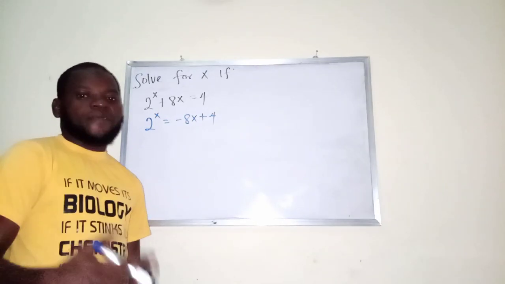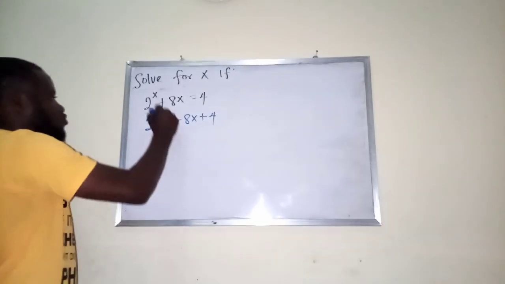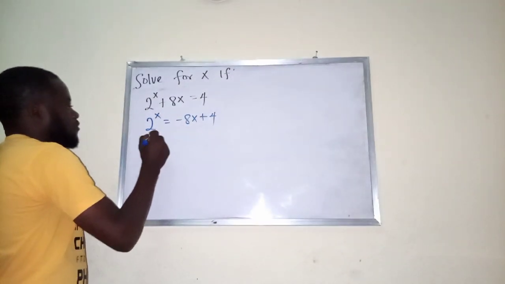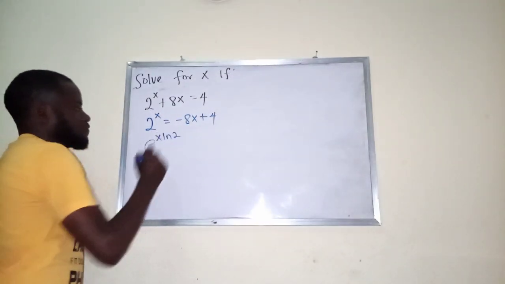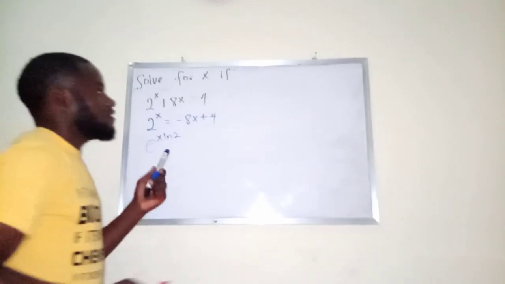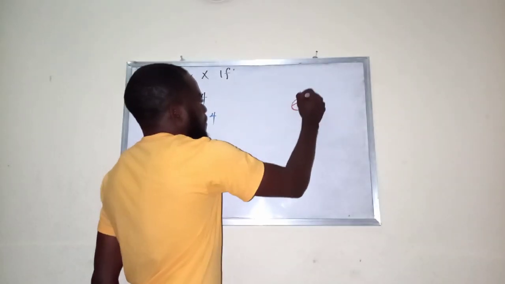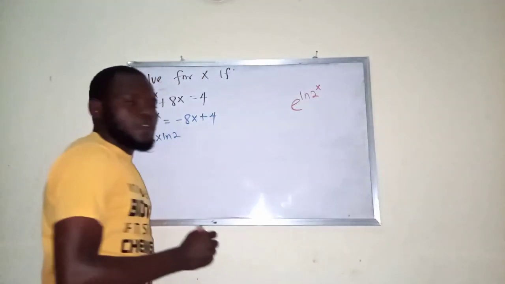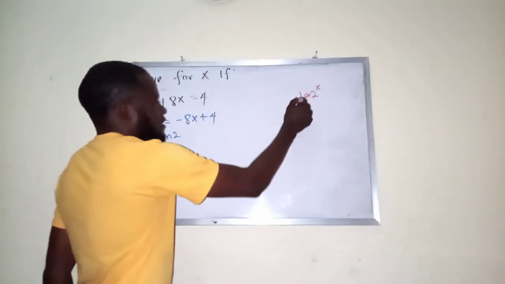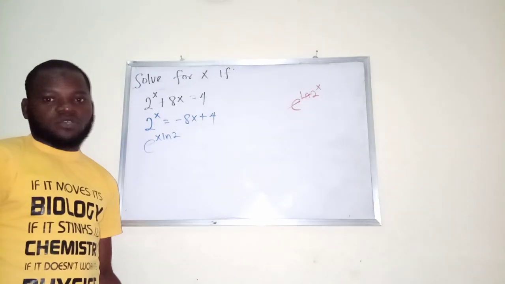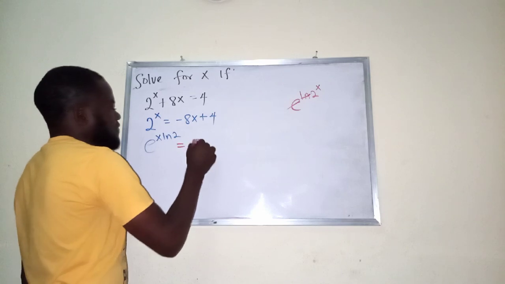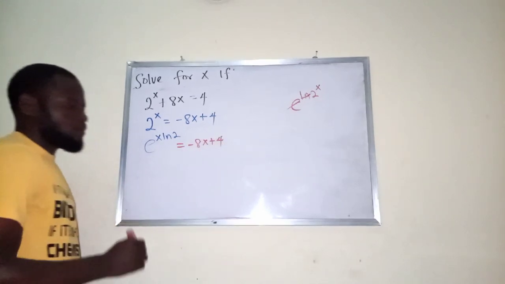Now, I have to change my perspective here by rewriting 2 to the power of x in another form, such as e to the power of x ln 2. This is the same thing as this. You know, if I have e to the power of ln 2, all to the power of x, this x is said to come down, and this e and this ln will automatically cancel each other. So this can then equal negative 8x plus 4.